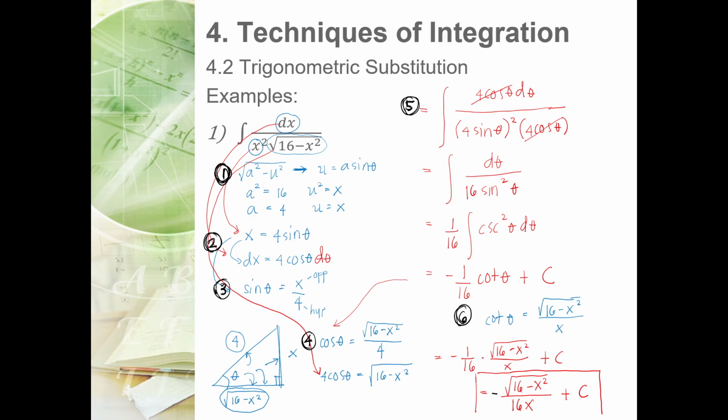Okay, so any other question? I think the presentation of the solution is pretty clear. Okay, so I think there's no further question. Let's proceed to the next example.